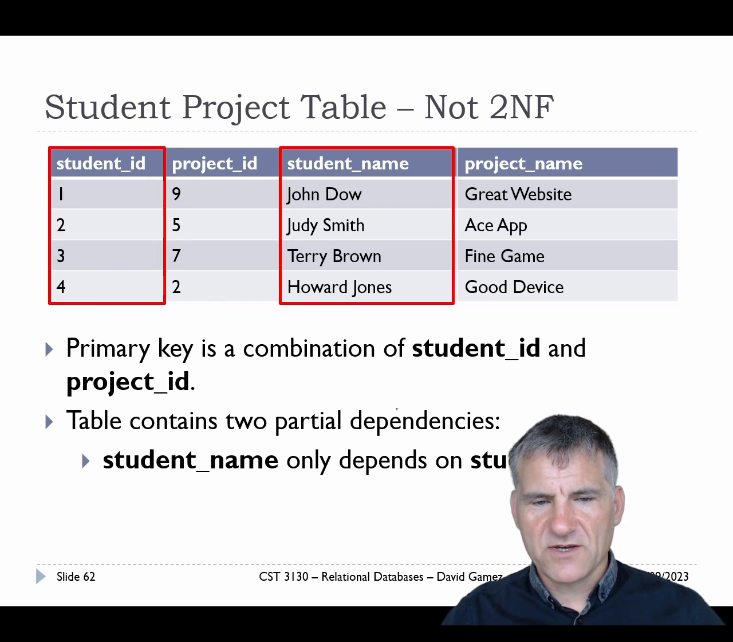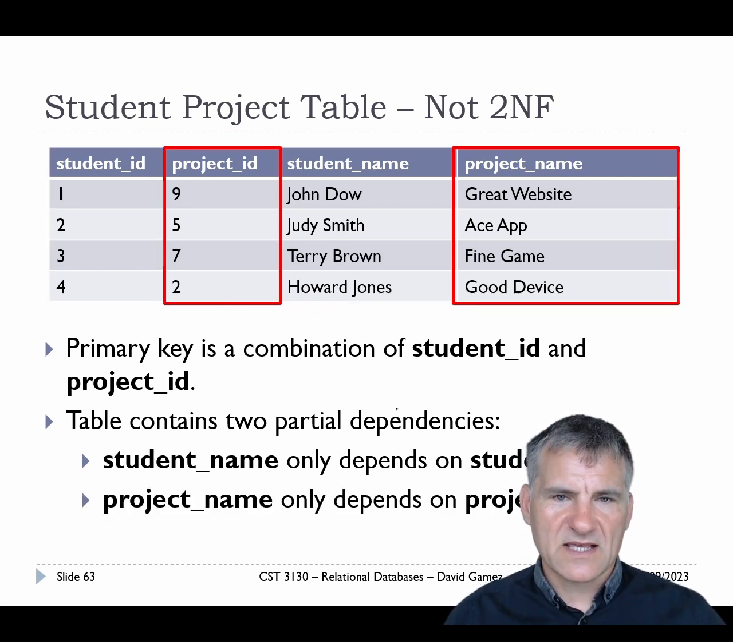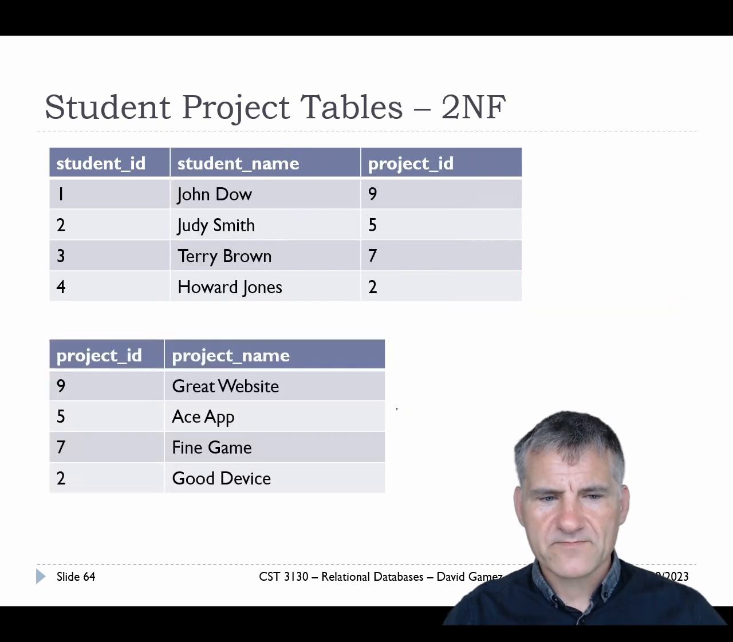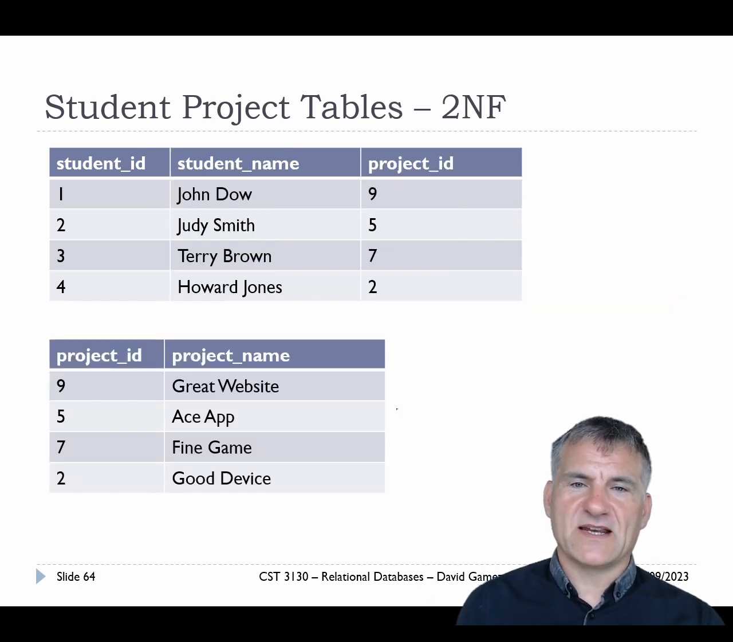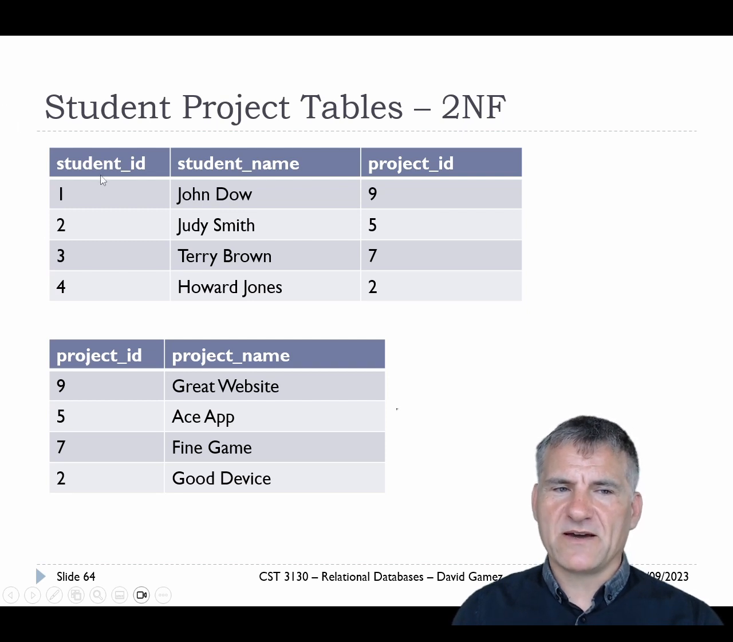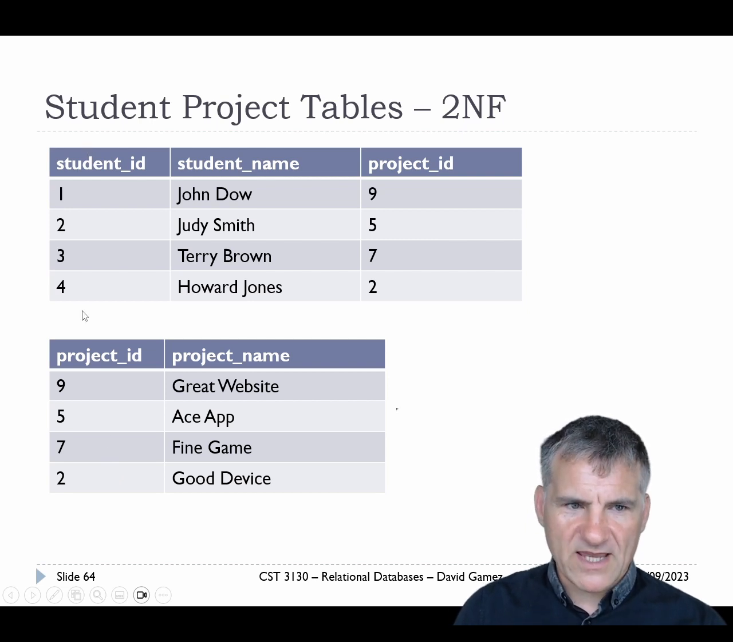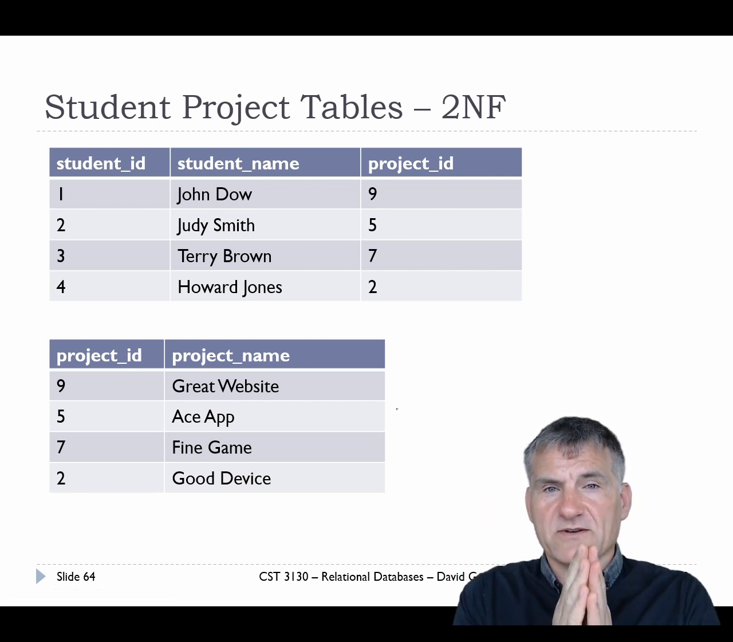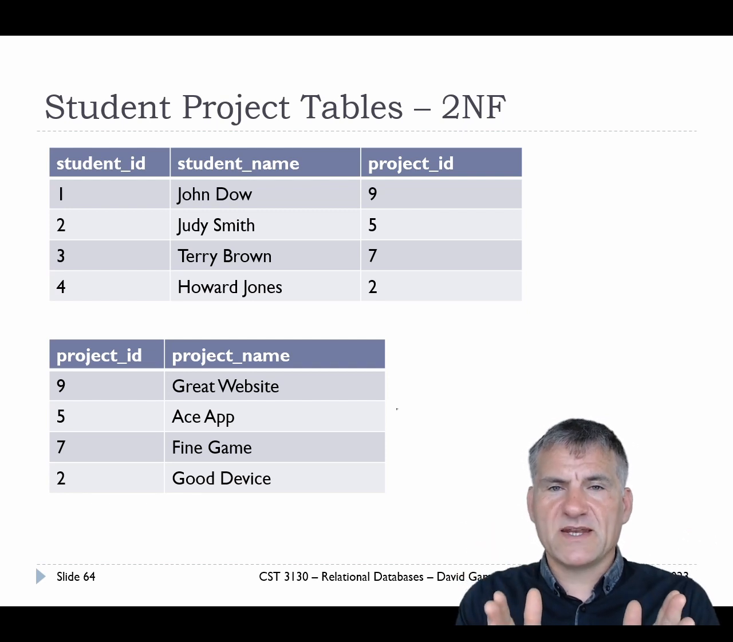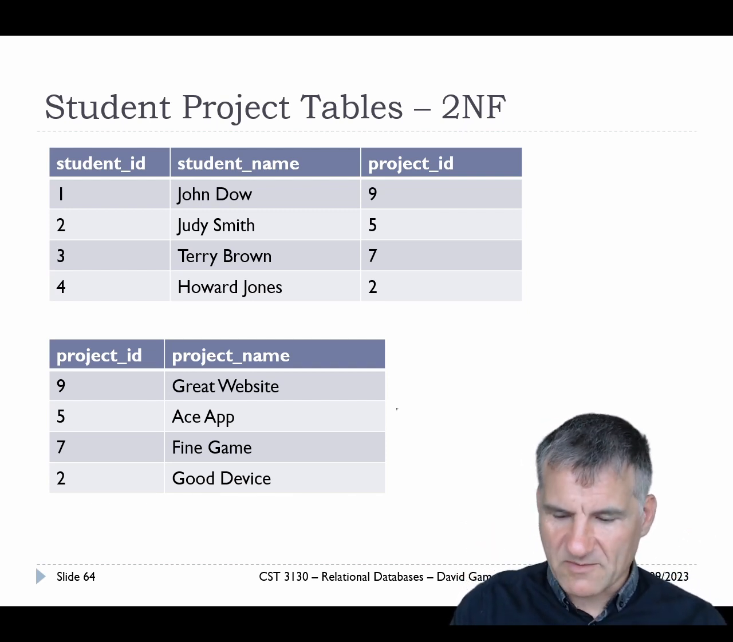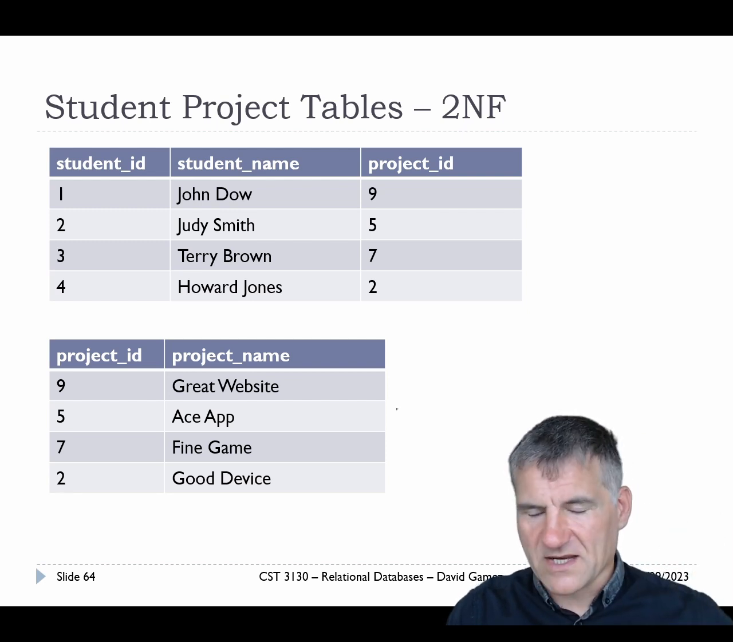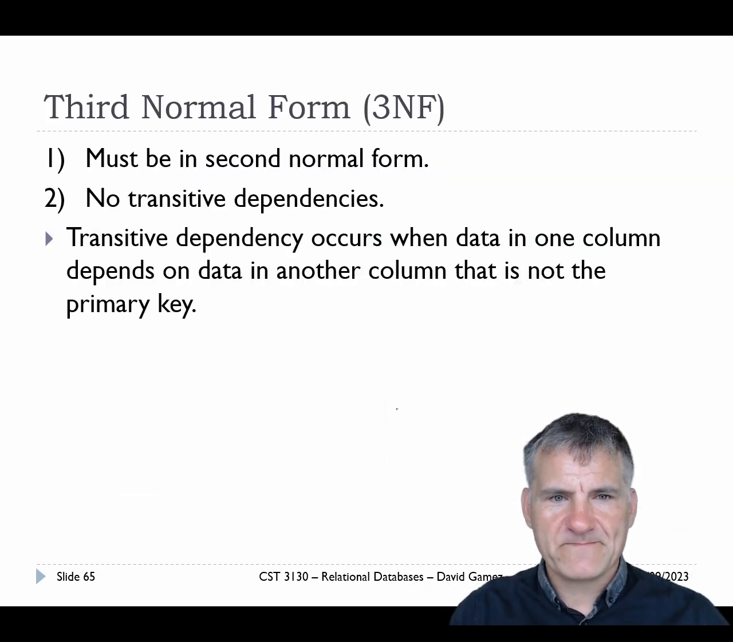So we've got these two partial dependencies within the table, and that's why it's breaking second normal form. To fix that, we did the obvious thing. Most of these things are really obvious. We just split them out. So we have one table storing student ID, student name, and the project ID, for example, and the projects are stored in a separate table. Here the primary key is the student ID, and here the primary key is the project ID. The primary key is only a single column, so now we don't have to worry about partial dependencies, and therefore we're in second normal form. Still a terrible design, but at least it gets us towards a better design.